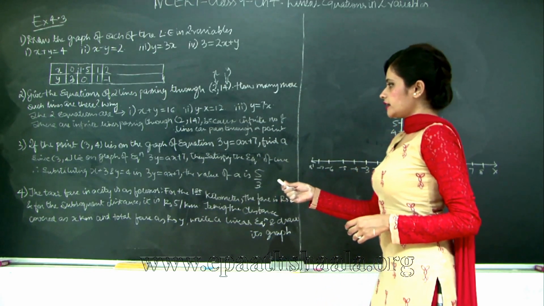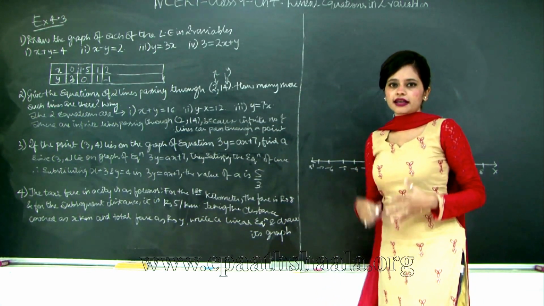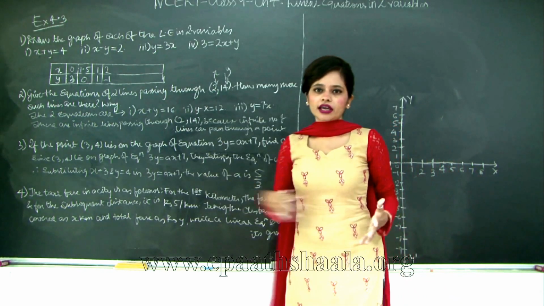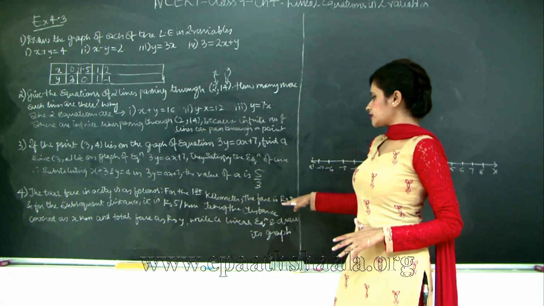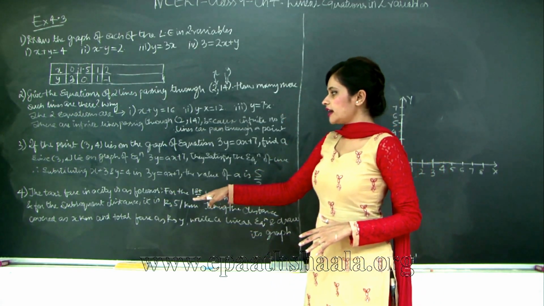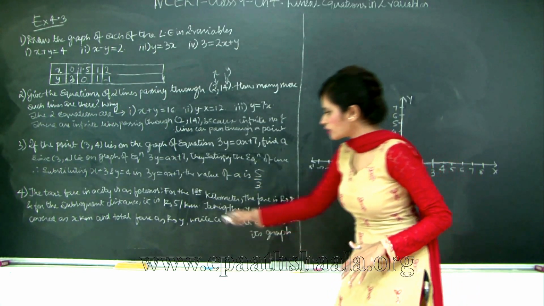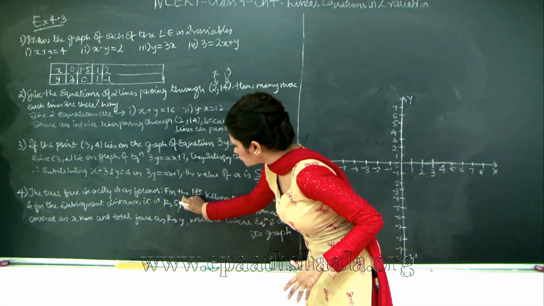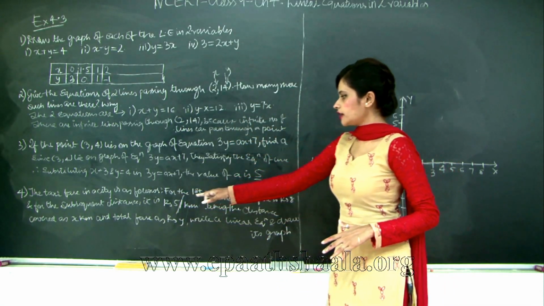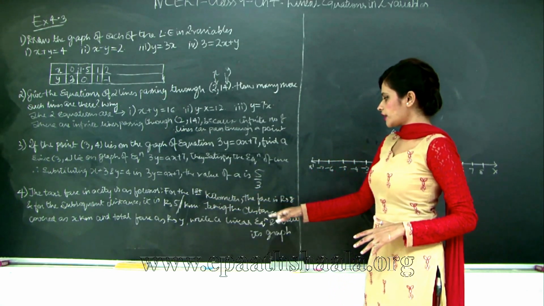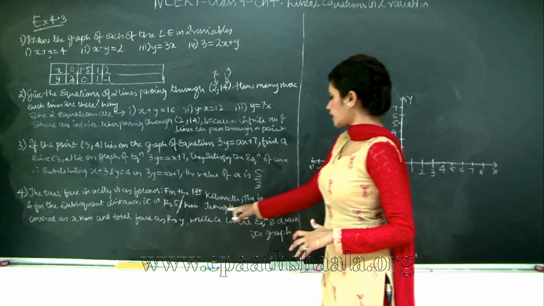The taxi fare in a city is as follows. So there are cabs that keep moving in our city. So cabs are nothing but taxi. For the first kilometer, the fare is rupees 8, and for the subsequent distance, it is rupees 5 per kilometer. Taking the distance covered as x kilometers and the total fare as y, write down the linear equation and draw its graph. So first of all, what are they saying?